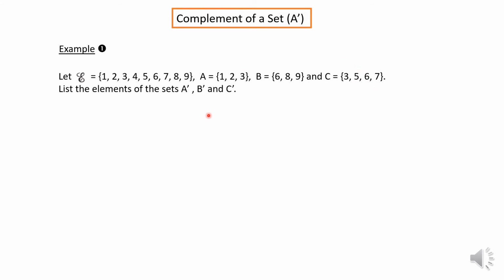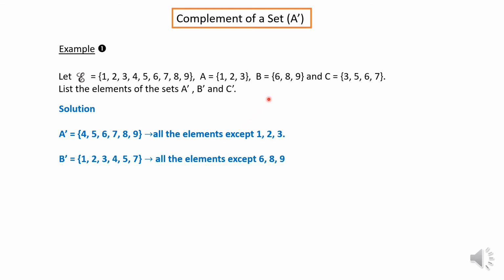So we are supposed to list what is not in A, and that is very straightforward. So you look at what is not in A by looking at the universal set, and you realize that 4 and 5 and 6 and 7 and 8 and 9 are not in A. All the elements that are not in A except in A.